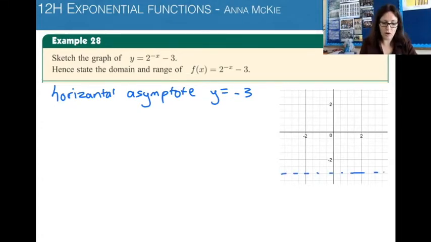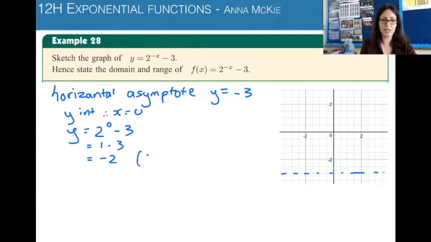Next, the y-intercept. What value does x take there? It takes 0. So we're going to substitute in when x is equal to 0. So we get 2 to the power of 0 take 3. Anything to the power of 0 is 1. 1 take 3, we're at -2. So that's going to give us the point (0, -2). Perhaps I could put that on down there.